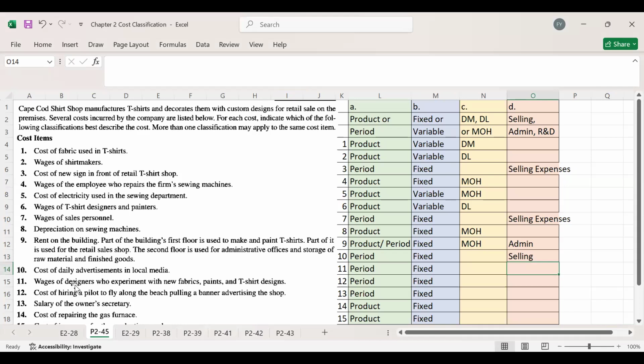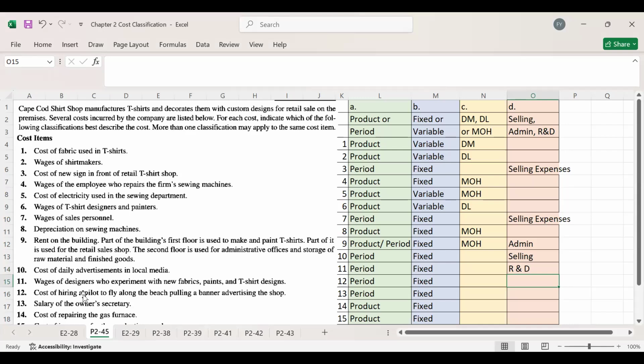The next is wages of designers who experiment with new fabrics. Experiments means they are trying, they are researching. So they are part of research and development. Here you can see, because they are not directly involved in converting raw material into finished goods, but they are experimenting, they are part of research and development. So it should come into research and development cost and the period cost.